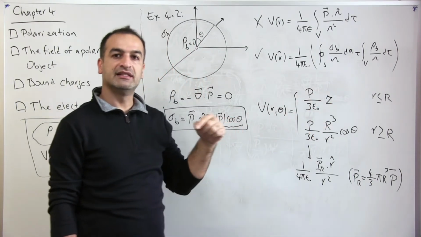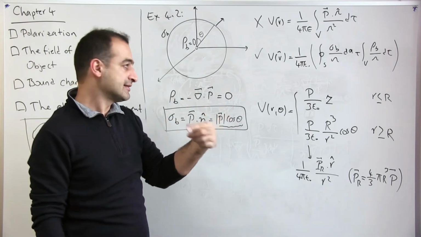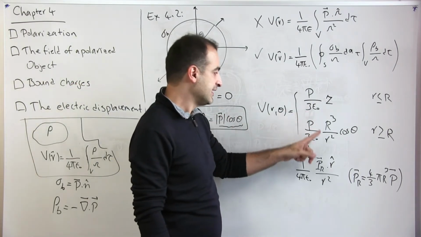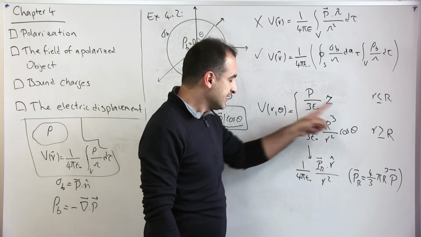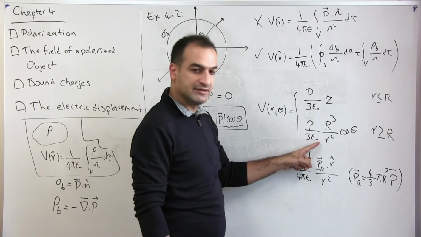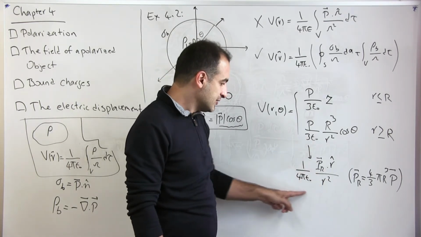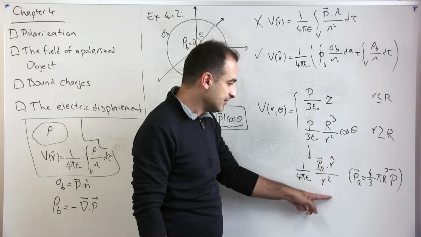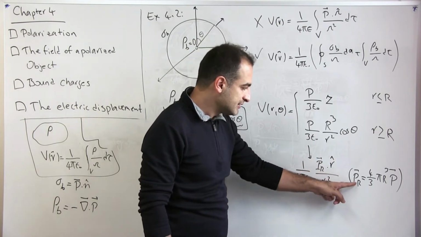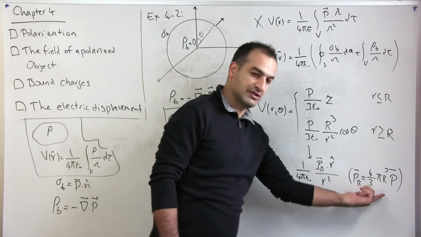That means it creates a constant, uniform electric field inside. And for outside the sphere, if you look at the terms for the potential, this is very similar to the potential created by a dipole. So you can assume that the potential we have is created by a dipole, and the dipole moment is related to the polarization of the object with this equation.